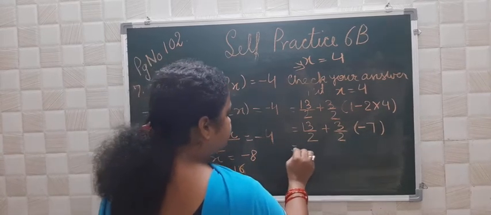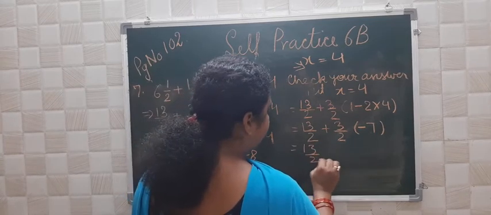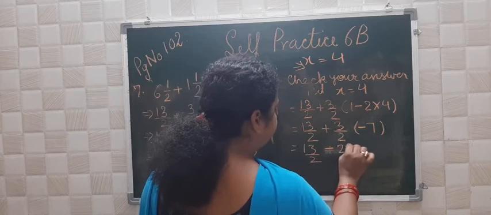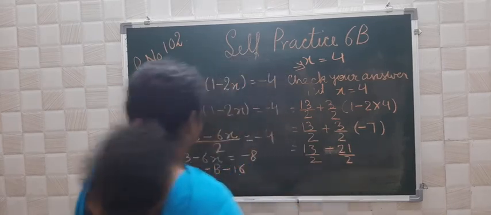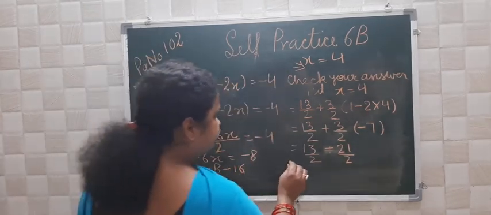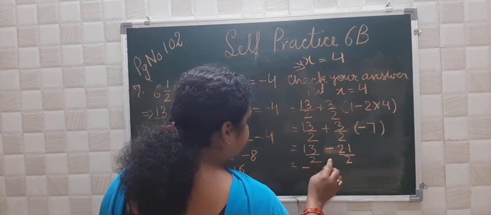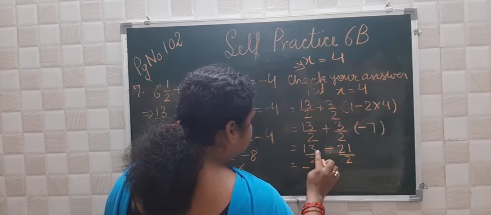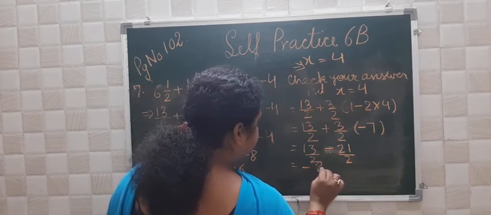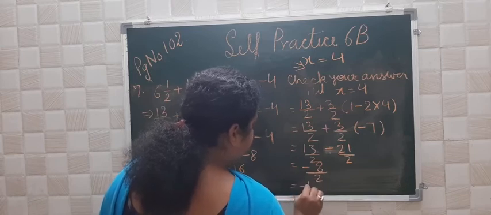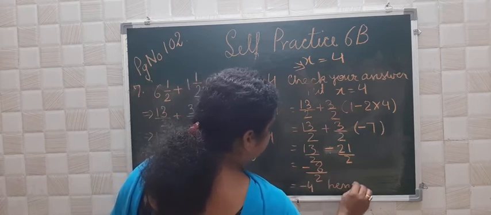Okay. So you will have 13 by 2 plus 3 by 2 into minus 7, that is minus 21 by 2. And it will be 13 minus 21, that is minus 8 upon 2, which is equal to minus 4. Hence it is correct.